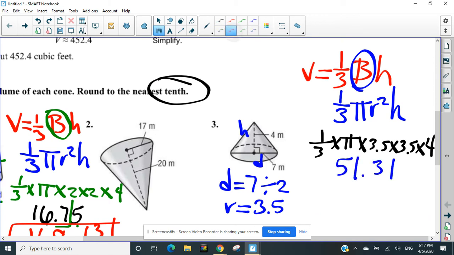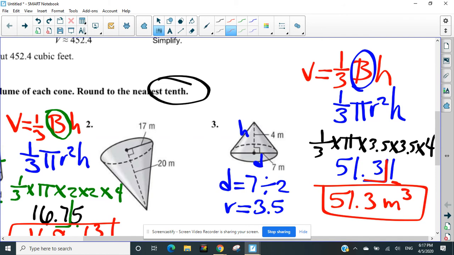Notice that we are rounding to the nearest tenth. Okay, so here this number tells us to just give it a rest. 51.3 cubic meters is your final answer.